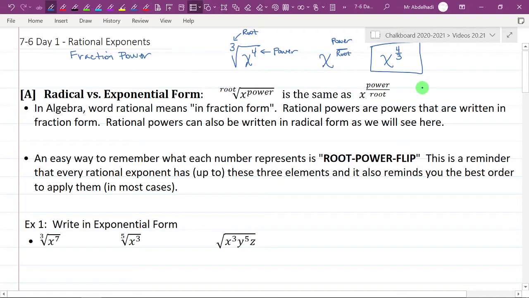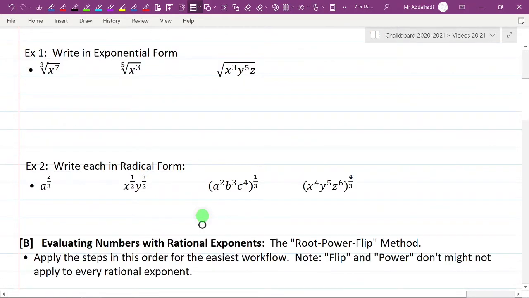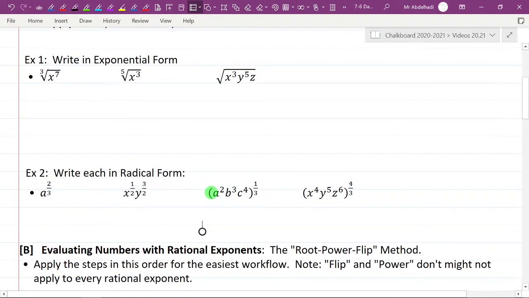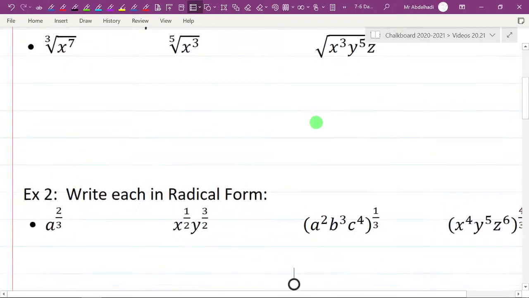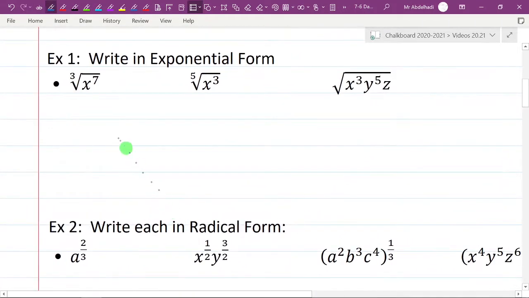It's really that simple. In the homework, they're going to ask you to do a lot of jumping back and forth between rational exponents and radicals. Okay, so these are in radical form, meaning they have this radical symbol, right? And they want you to change them into rational exponents, exponential form. And down here, they give you exponential form and they tell you to write it in radical form. So all we're going to do right now is just go back and forth between the two forms just to show how easy it is.